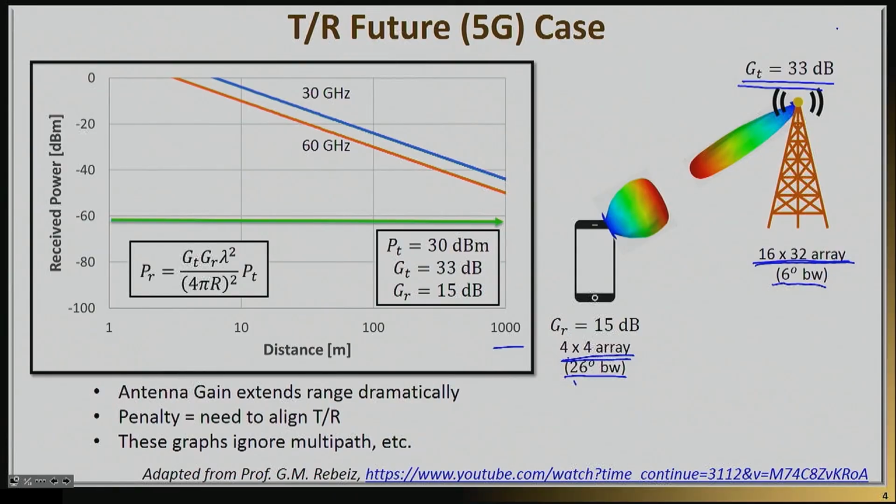We're going to discuss what technological advancements had to be made to make this a reality. But before we talk about technology, you need to realize that there is a huge penalty in doing this, and that is the need to know where the receiver is. So I have to align my beams in the transmitter and receiver for this concept to work.